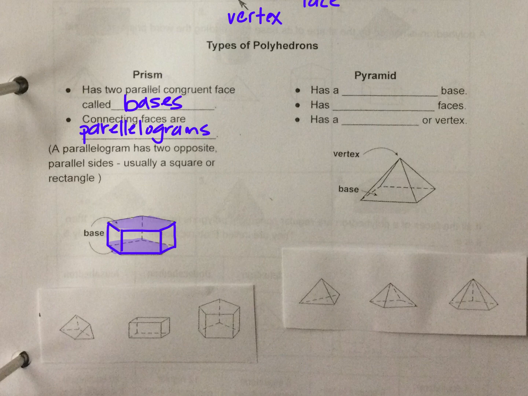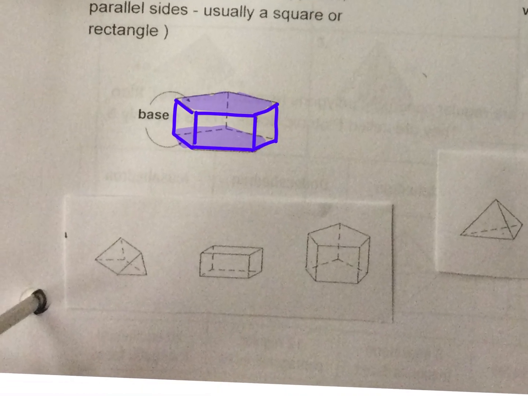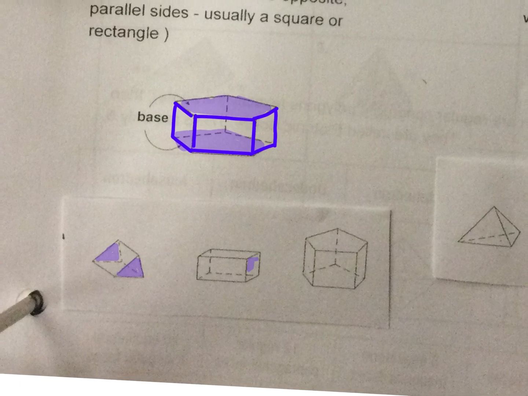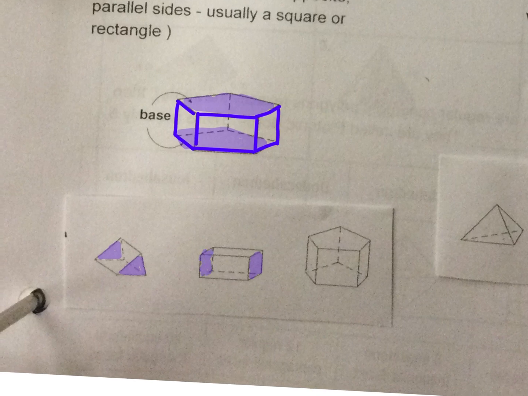So let's look down here at these shapes. You have these to cut out and add to your binder. So we're just going to color the bases. If we look at this first one, the triangles are our bases because there's only two of them. All the other shapes are rectangles. The same on this one, these squares are our bases because the other four are rectangles. And this last one, the pentagon is our base because there's two of those, and all the other shapes are rectangles.